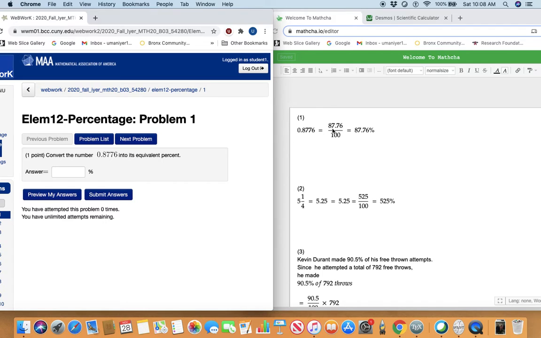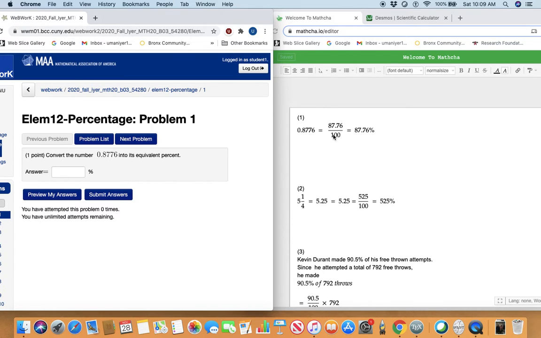0.8776 is 87.76 over 100. I hope you notice, when I divide by 100, the decimal point goes left, and that's how I get this answer. In other words, to find the numerator, I move the decimal point 2 places to the right and write 100 below. Okay, that's how I convert.